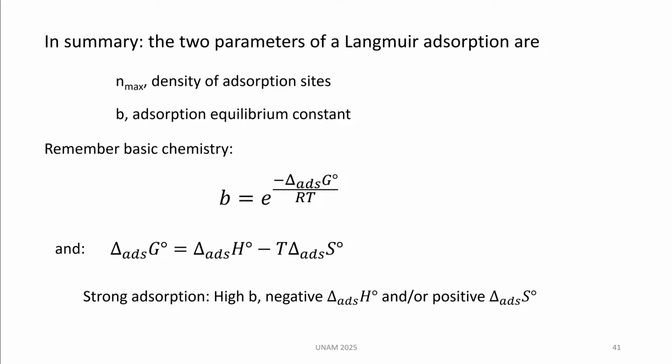If you have a strong adsorption, that means you have a high value of B. That means you have a very negative value of delta G of adsorption. A in solution would be higher than A adsorbed, either because you have a negative energy of adsorption, or because you have a positive entropy of adsorption, or any combination of the two.